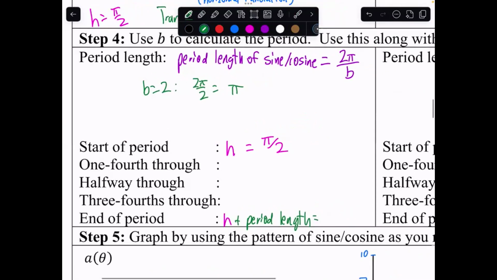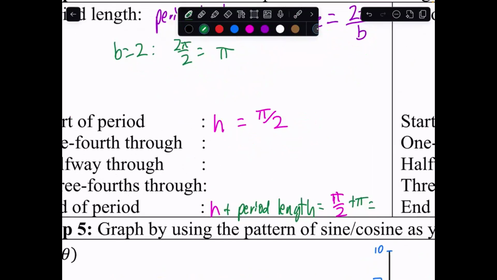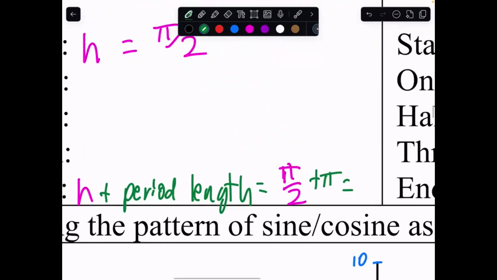Okay, so for this particular problem, you're starting at pi over 2, and then we've calculated, you go pi units past that. Okay, so you got to do pi over 2 plus pi. Pi is equivalent to 2 pi over 2. So pi over 2 plus 2 pi over 2 would be 3 pi over 2.